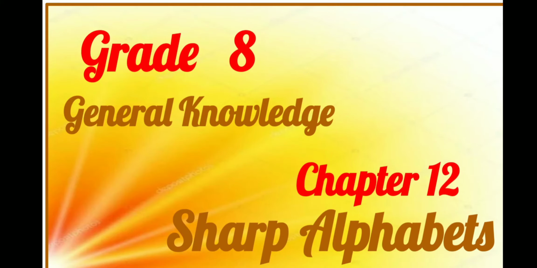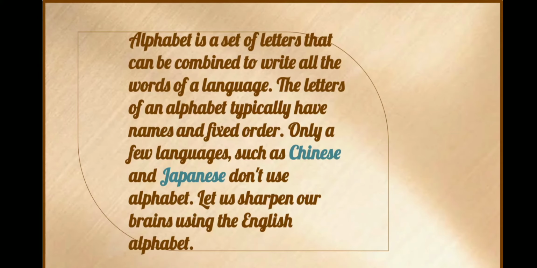Chapter 12, Sharp Alphabets. This chapter is also a type of reasoning or aptitude. An alphabet is a set of letters that can be combined to write all the words of a language. The letters of an alphabet typically have names and a fixed order. Only a few languages, such as Chinese and Japanese, don't use an alphabet. Let us sharpen our brains using the English alphabet.